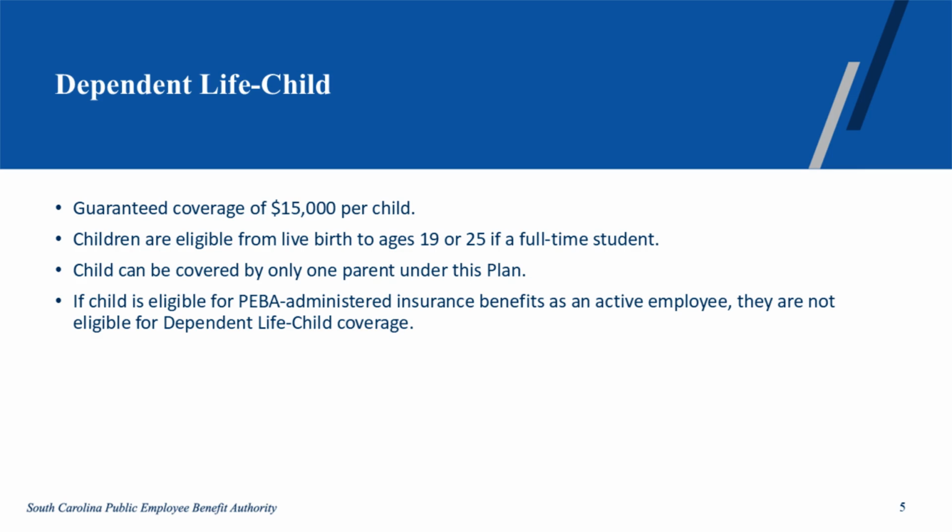Dependent life child insurance of $15,000 per child is available. You can add eligible children at any time throughout the year without medical evidence. Children are eligible from live birth to ages 19 or 25 if the child is a full-time student, unmarried, and primarily dependent on you for financial support. If both parents are eligible to provide coverage through PEBA, each child can be covered by only one parent under this plan. If a child is eligible for PEBA-administered insurance benefits as an active employee, the child is not eligible for dependent life child coverage.